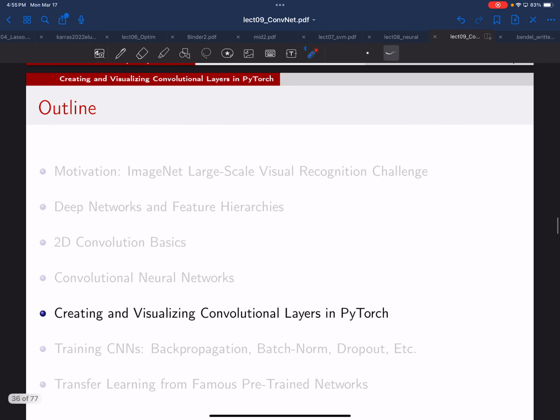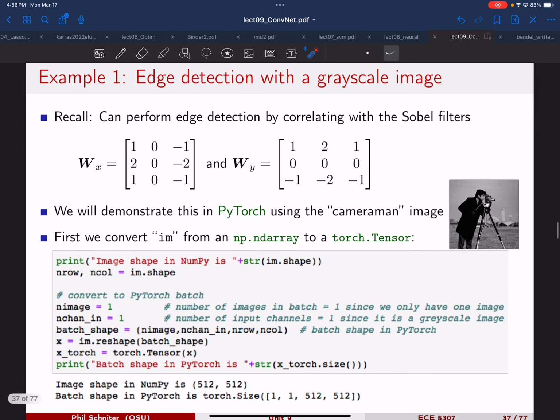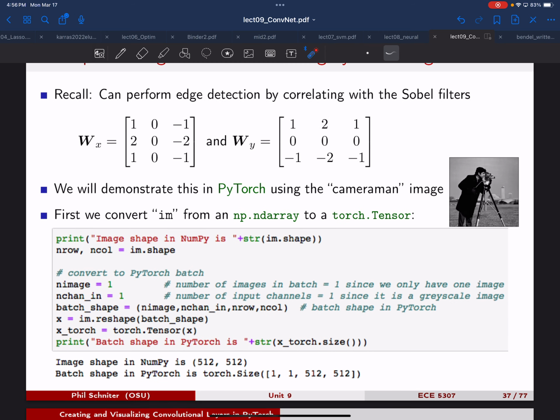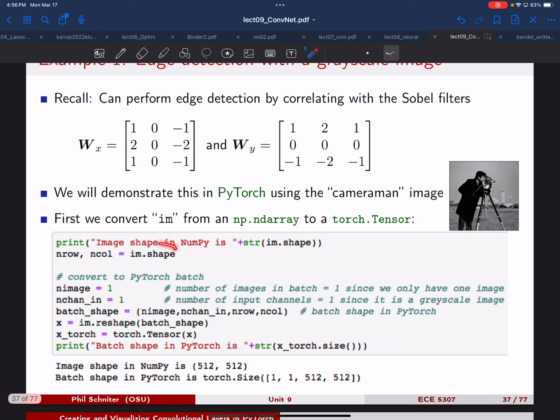Let's look at a little bit of the code of how we do some of this processing in scikit-learn and PyTorch. Previously we looked at edge detection, and we used scikit-learn. Let's see how we can do this with PyTorch. So what we start with is a grayscale image. It's just basically a matrix with n rows and n columns.